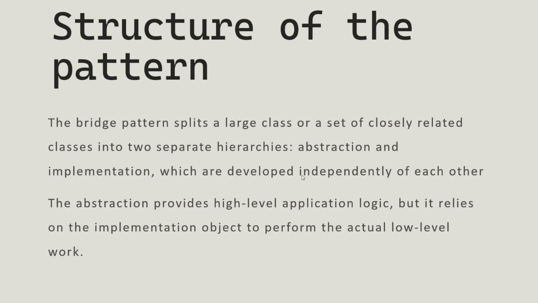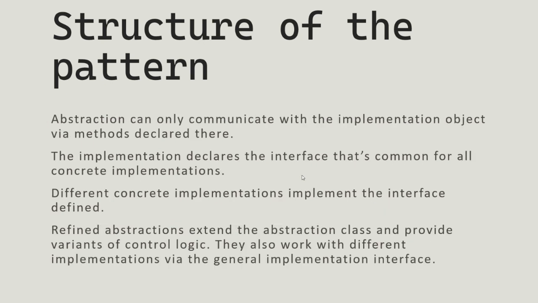So for the structure of the pattern, the bridge pattern splits a large class or a set of closely related classes into two separate hierarchies, the abstraction and the implementation, as we talked about earlier, which are developed independently of each other. The abstraction provides high-level application logic, but it relies on the implementation object to perform the actual low-level work, as we're going to see in the class diagram coming up right now.